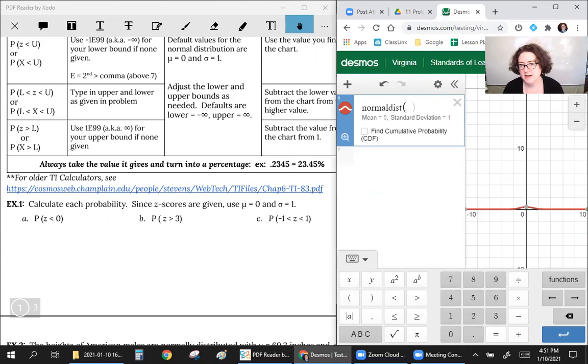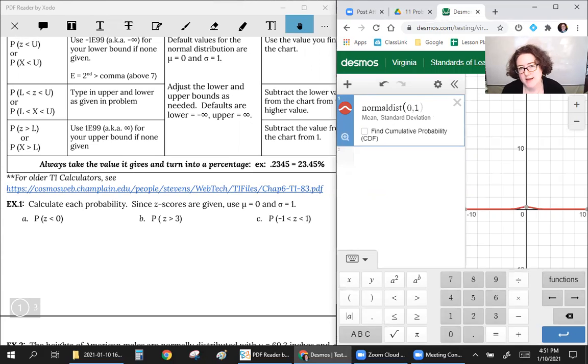We don't know any extra values for a mean or a standard deviation. So we're just going to plug in a 0 and then a comma and then a 1. And so that's saying we're just looking at a plain old standard distribution with a mean value of 0 and a standard deviation of 1.